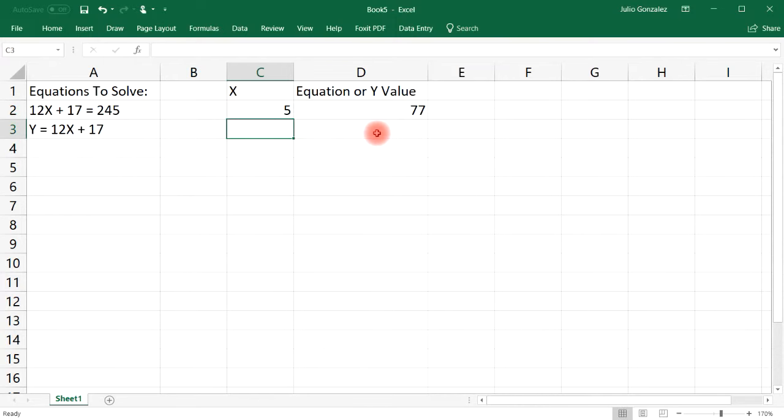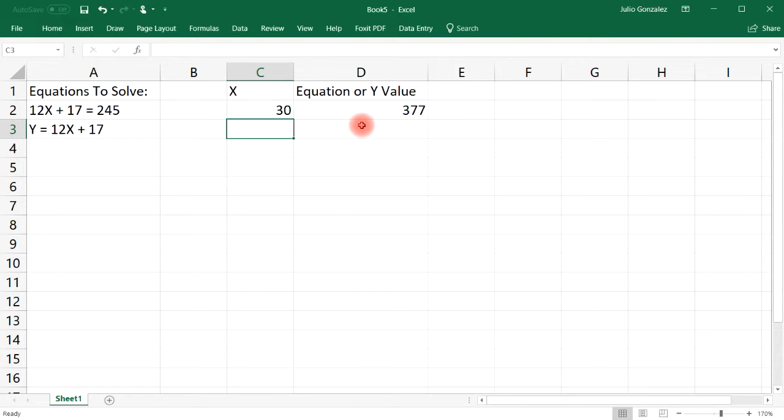Now in order to solve this equation, we want to select an x value that will give us a y value of 245. Once we reach that number, then the original equation will be solved. So let's say, for example, x is, instead of 5, it's 11. Notice that we're getting closer. If we choose 30, that's too high. So our answer has to be somewhere between 11 and 30.